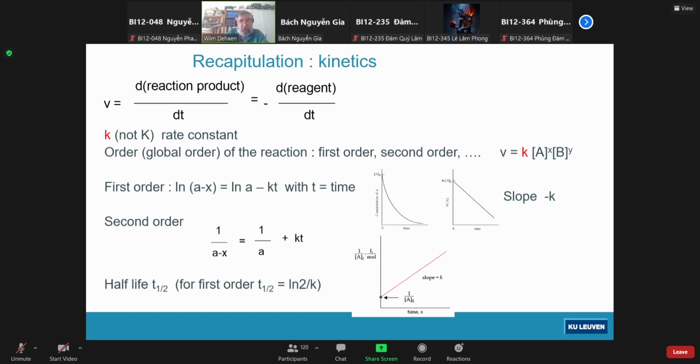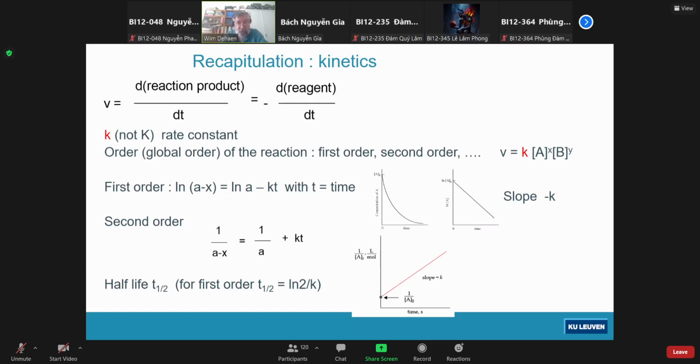Important in kinetics is small k, the rate constant. Do not confuse it with a large K, which is the equilibrium constant that we will see in the next chapter. These are very different things, although one is related to the other. Okay, so we also talked about the order of the reaction. The order of the reaction is, in fact, something that has to do with the influence that the concentration of the reagents has on the reaction rate.